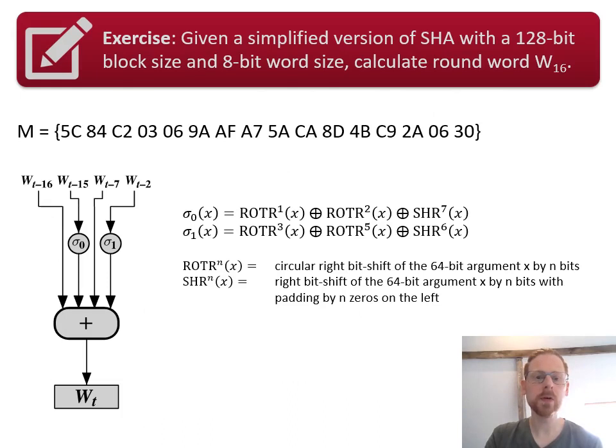To end this video, I have an exercise for you. To calculate a round word W16 based on a simplified version of SHA-2, where the block size has been reduced from 1024 to 128 bits and the word size has been reduced from 64 to 8 bits. Here you can see the block, the message block of 128 bits represented hexadecimally, and a summary of how to calculate a word. Good luck!